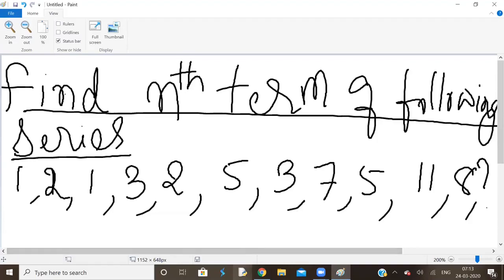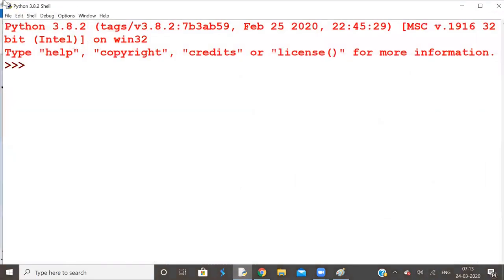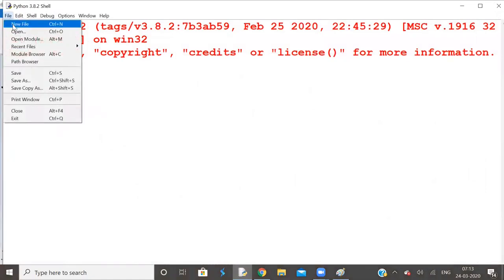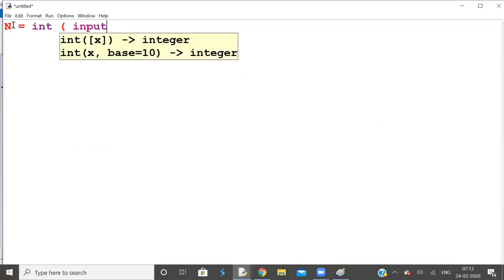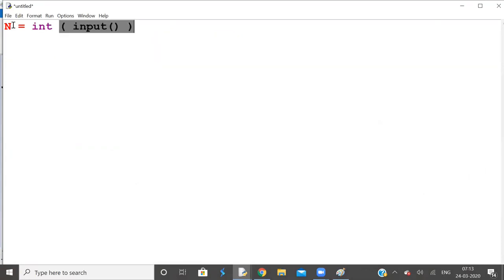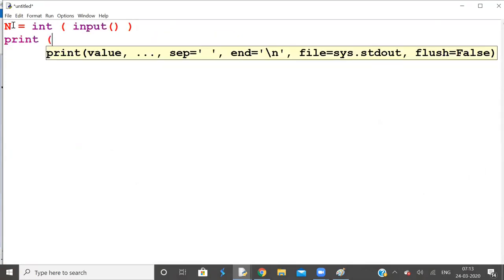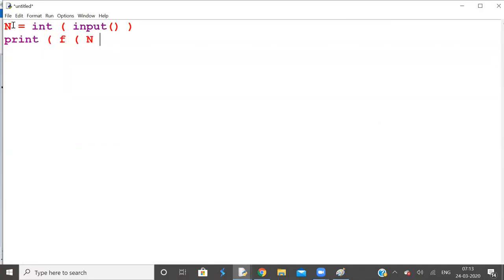Okay, let us do it without mincing any words. Let's start. First read the term number. Let it be n, which is obviously an integer. And pass this term to the function to find out the nth term. Now let us write the function.